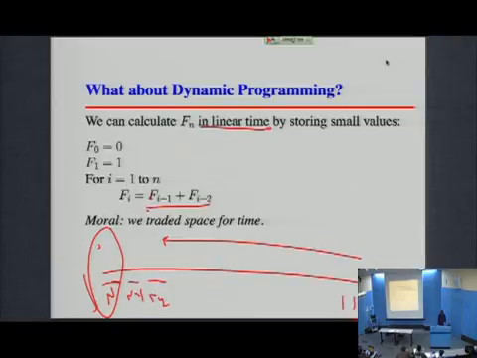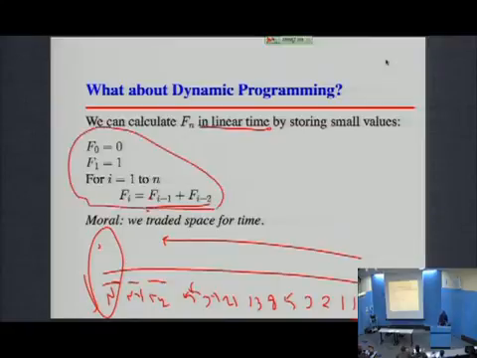0 and 1, 1. 1 and 1, 2. 1 and 2, 3. 5, 8, 13, 21, 34. Does everybody see what I'm doing? 55. Okay? We can evaluate this recurrence relation faster by only evaluating each number once and then looking it up when we need it. Okay? That is the big idea of dynamic programming.